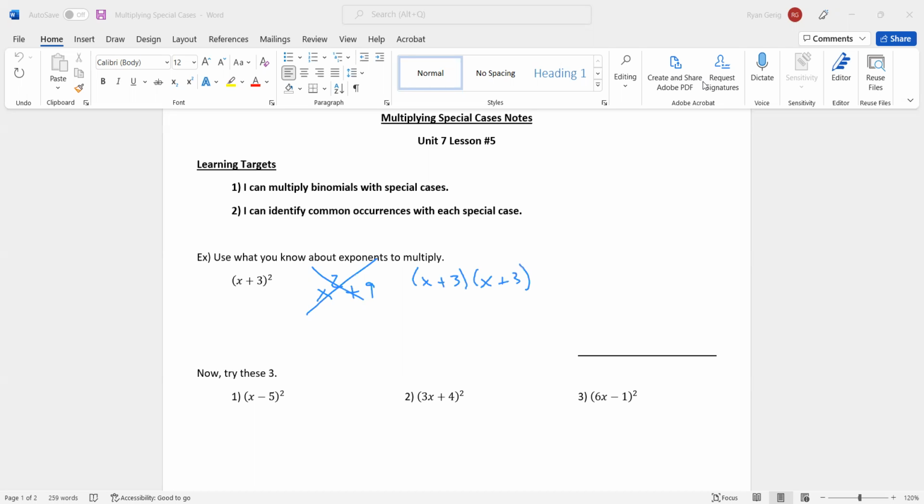When you write it that way, that should tell you to FOIL. So we should be good with that now. X times x, x squared. X times 3 is 3x. 3 times x is 3x. And then 3 times 3 is 9. Combine your middle terms, you get x squared plus 6x plus 9.